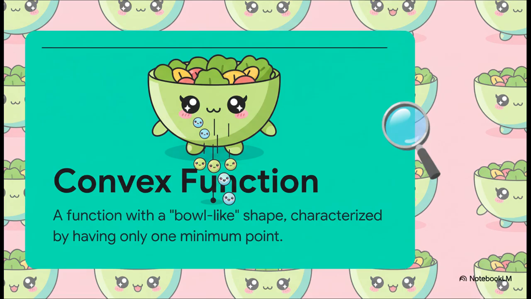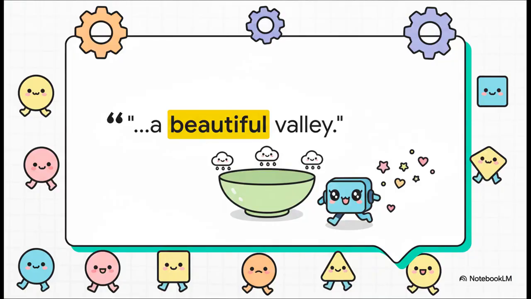The easiest way to picture it is to think of a perfect, smooth salad bowl. It's that simple. No matter where you drop a marble inside that bowl, it's always going to roll down to the exact same single point at the very bottom. And I love how the source material puts it. This isn't just some dry mathematical term. It's described as a beautiful valley. And that really captures the essence of it. It's predictable, it's simple, and it's super easy to navigate for any algorithm.